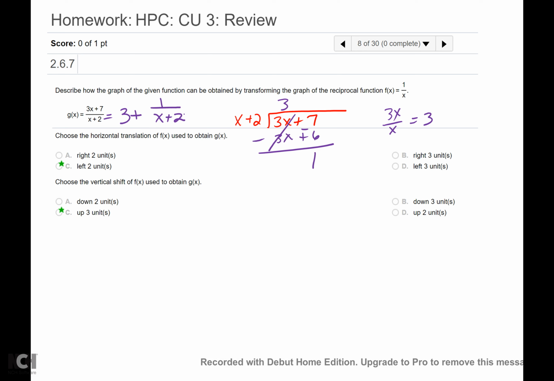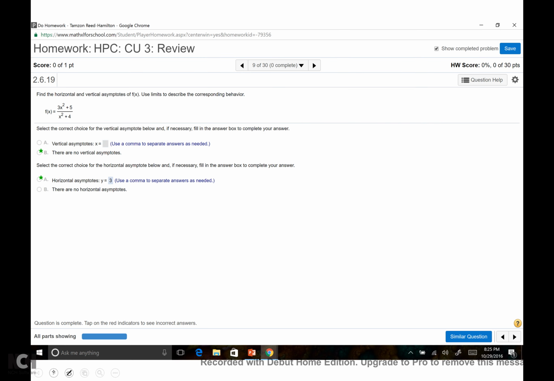So what that means is we're going to go left 2, and we're going to go up 3. Okay? The vertical stretch would be 1. Yeah, that's it. They didn't ask for that, but there it is.